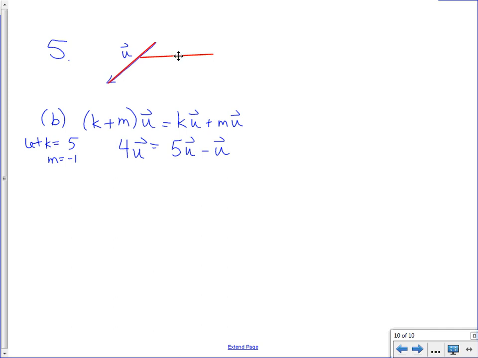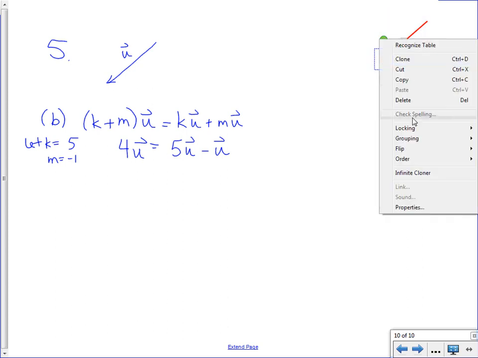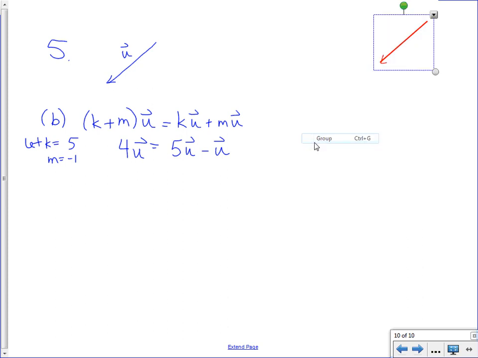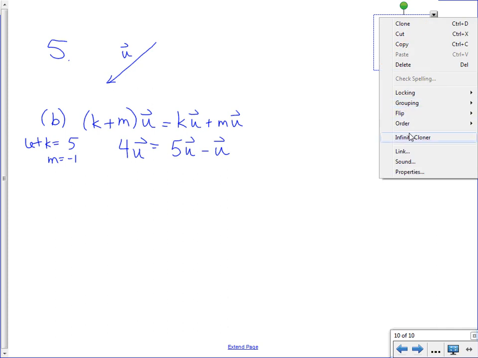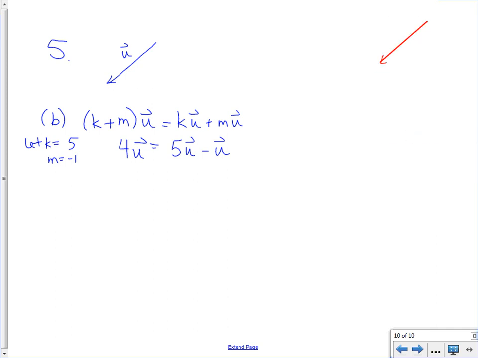Okay. Delete. Usually when you lift the pen, down. Okay. So there, I'm going to do this. I'm going to put an arrow on it. Group those and make it a cloner. Okay. So group and infinite cloner. Okay. So now if I do 4 vector u, so 1, 2, 3, 4.